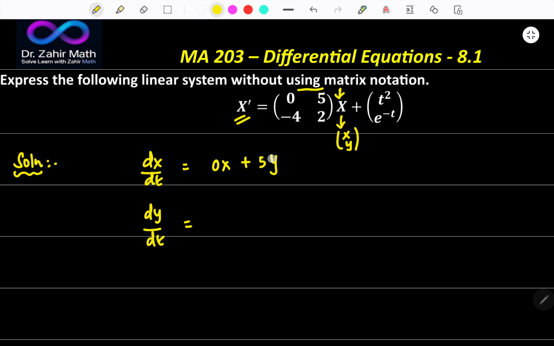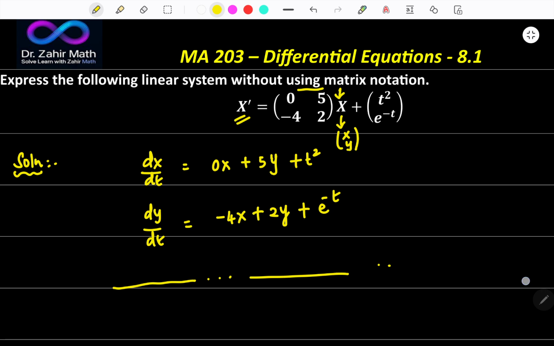Right? Do I need to write 0x, teacher? No need, but still I'm going by the procedure. And then here it is minus 4x plus 2y. What is the first function in the first equation? T square. What is the function here? E power minus t. It's very clear, everybody? Very clear or not? Yes.